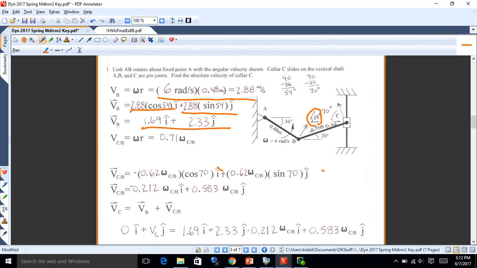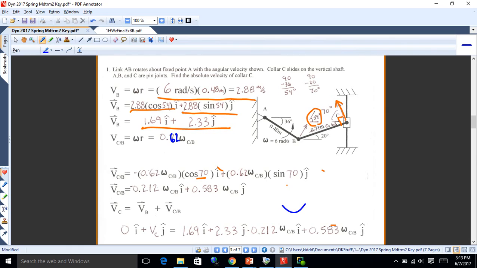Okay, then we've got the velocity of C with respect to B. That's perpendicular to this linkage. So that makes a 90-degree angle there. So 90 minus 20 is 70. So that's going up at 70 degrees up left. I got a little bit of a typo right there. This ought to be 0.62, is it? Yeah, 0.62. There we go.